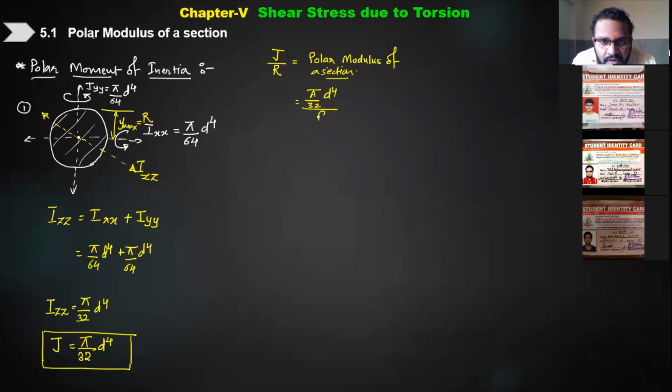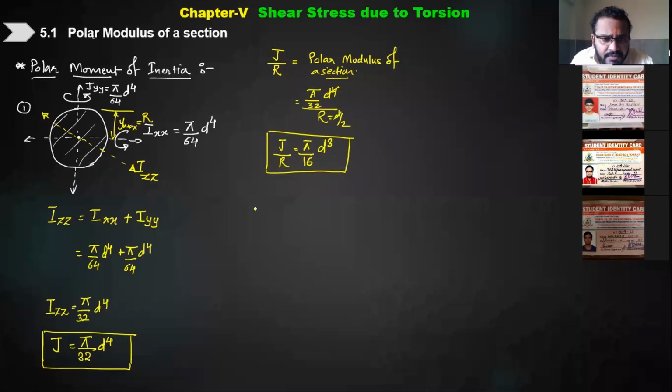यहाँ पे वो R है, but R can be written as what? This R is nothing but d by 2 ना, एक d यहाँ पे cancel हो जाएगा, ये 2 ऊपर जाएगा, तो it will be pi by 16 d cube. Is it correct? Have you understood this? Yes, sir. The J by R value for circular cross section will be pi by 16 d raised to 3.